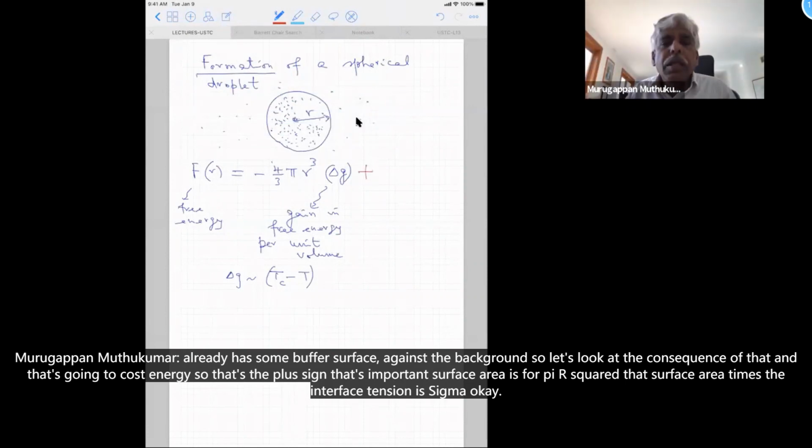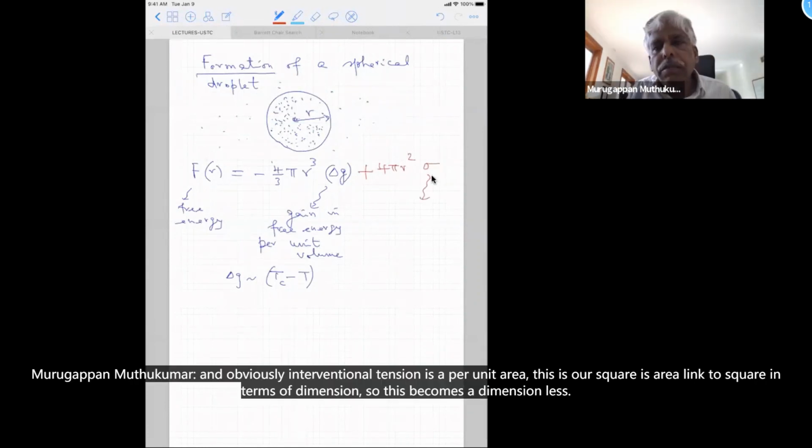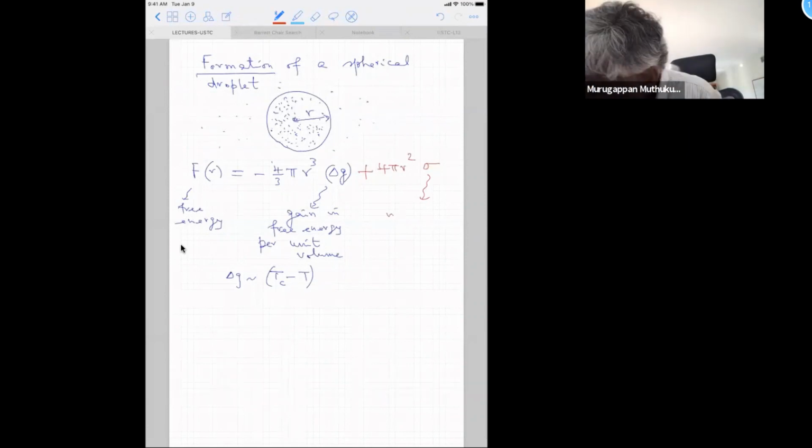That's important. The surface area is 4 pi r squared, times the interfacial tension sigma, okay? And obviously interfacial tension is per unit area. Here r squared is area, length squared in terms of dimension, so this becomes dimensionless. And here r cubed is the volume, delta G is per unit volume, that's dimensionless. The way I have written F is dimensionless. It's in units of kT, if you like, okay? This is in units of kT. This is the interfacial tension.